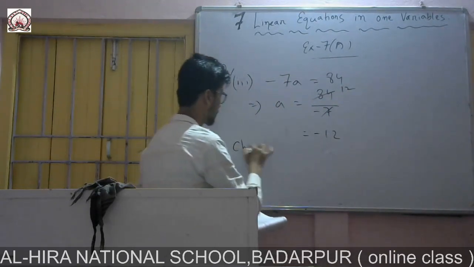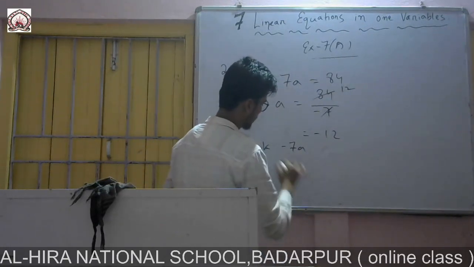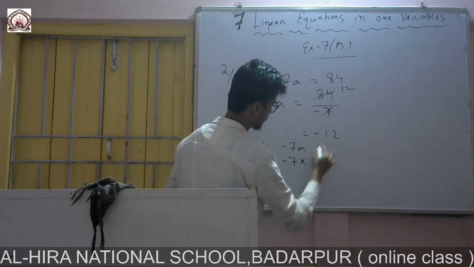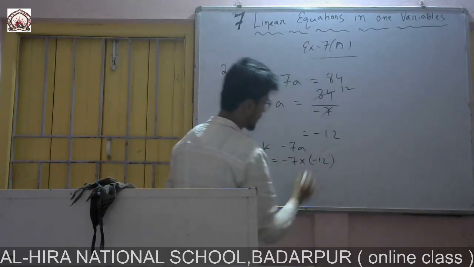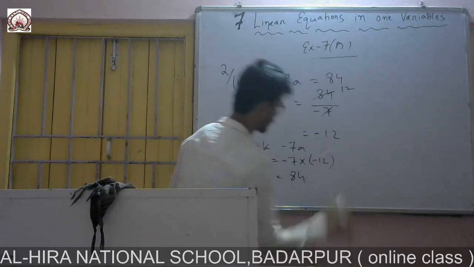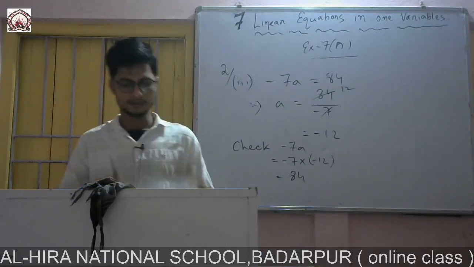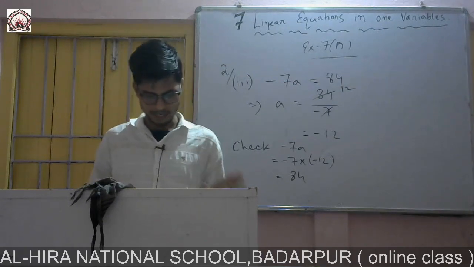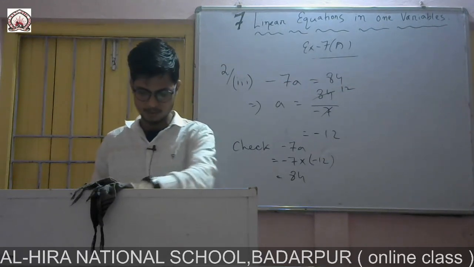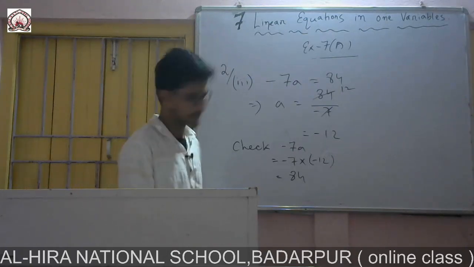So now I have to check this one. You write minus 7a. So minus 7, the value of a is minus 12. Minus minus it is plus, and 7 12s are 84. Okay. So like this way you do. Okay, let me do Roman number 8.